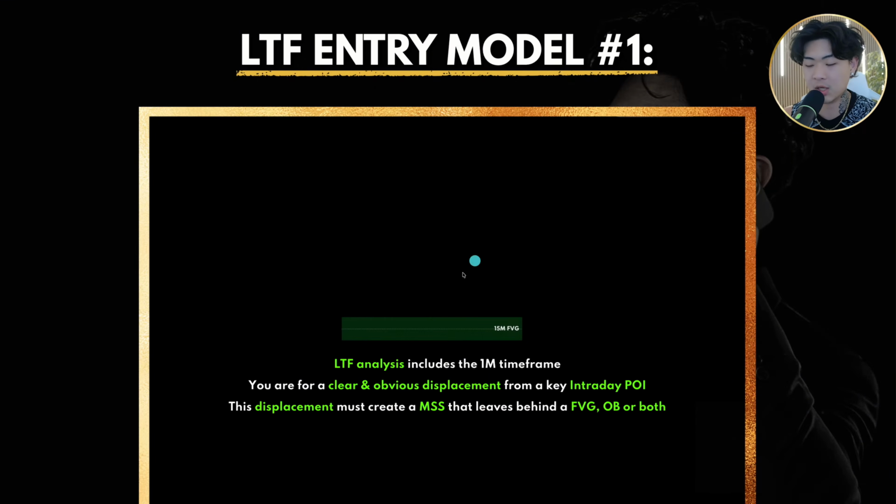Well, the first thing you need is an intraday point of interest. So in this example, we have a bullish 15-minute fair value gap. Then we're waiting for price to trade into that bullish point of interest. So we do so there. What do we also do? We make a swing high.